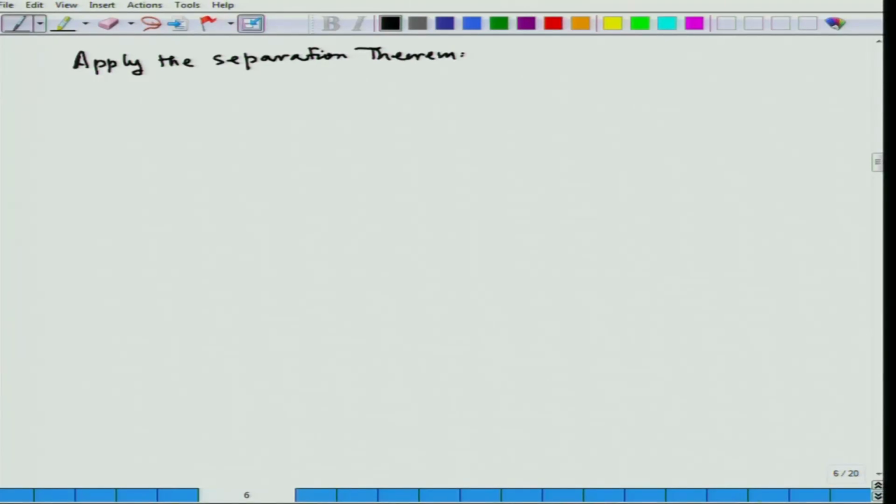You might ask me a question now. You are asking me to apply the separation theorem, but how can I do so? Because you have just told me that you take a closed set and a point outside it, you can strictly separate it. But here you are telling me that the set is open and then you have a point outside it, and you are asking me to apply the separation theorem.